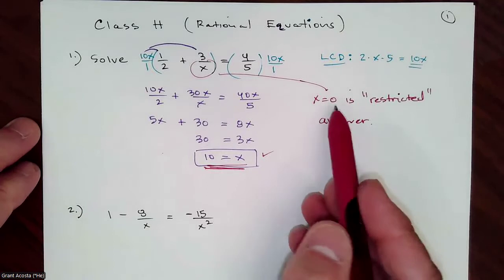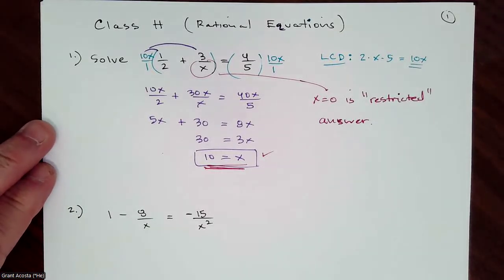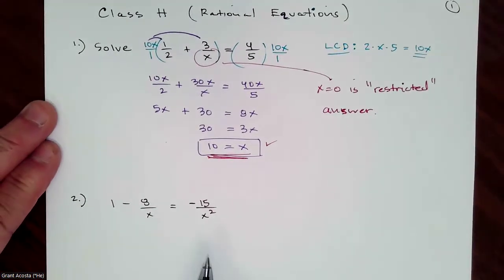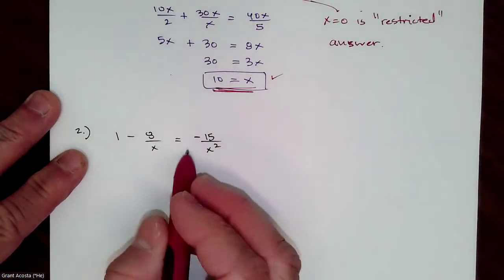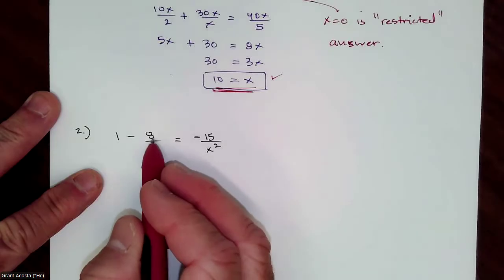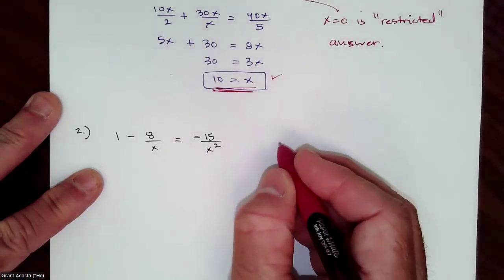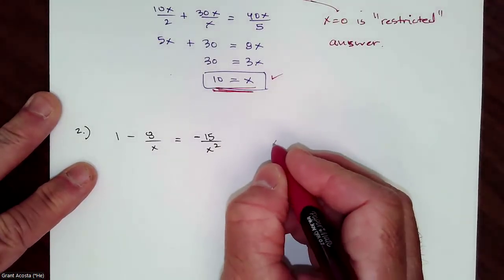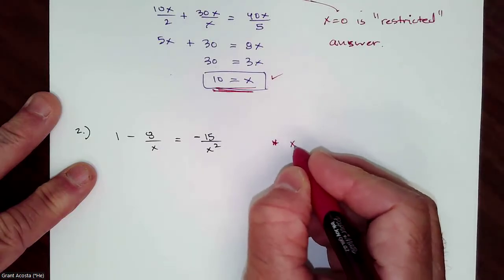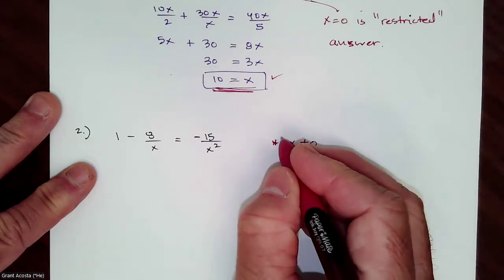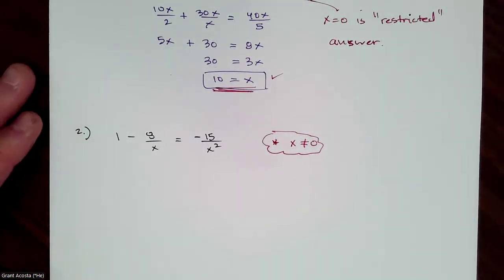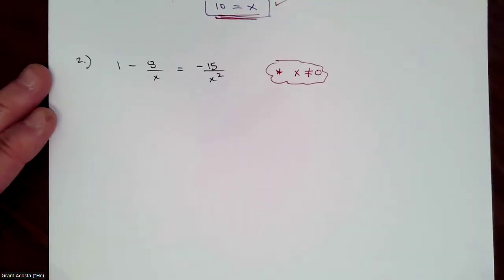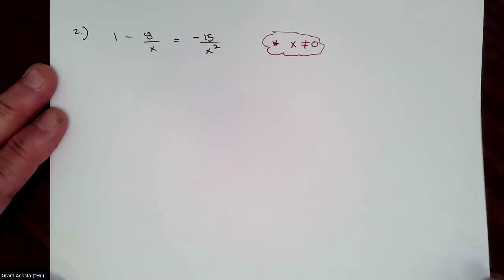But you should be thinking about what the restricted values are, the restricted answers. So for example, on number 2, I might as well acknowledge that right off the bat. For both of these fractions, if x was 0, I would have issues. So I would just make a note here to myself, and I would say x cannot be 0. And we'll see what happens when we solve this. If we end up getting x equals 0, then we'll have to rule that answer out.